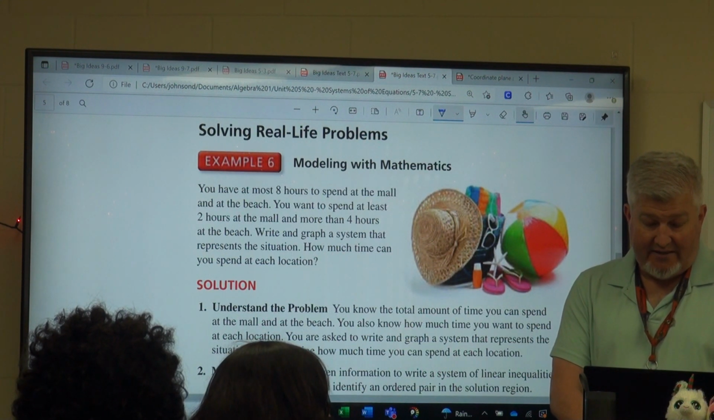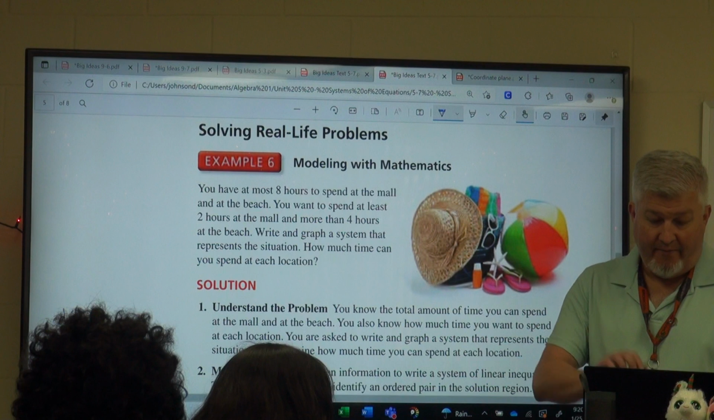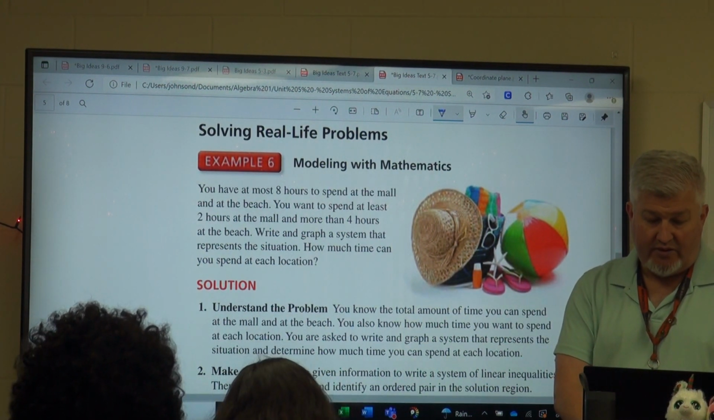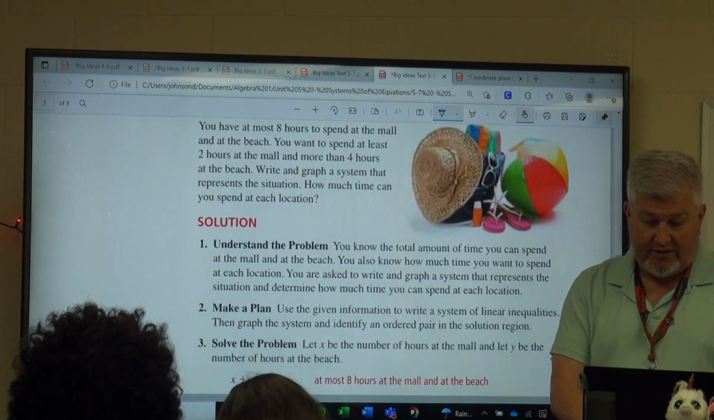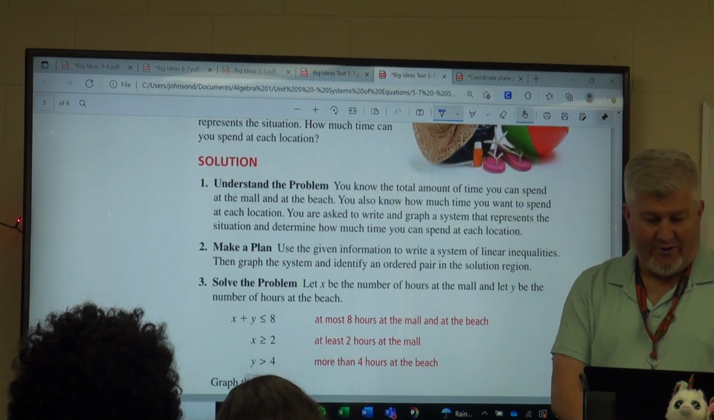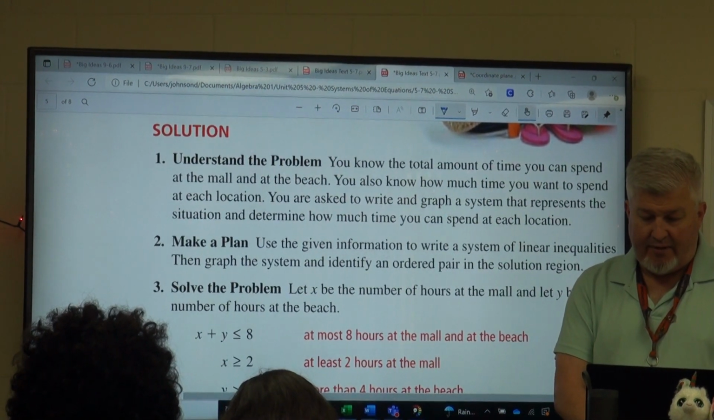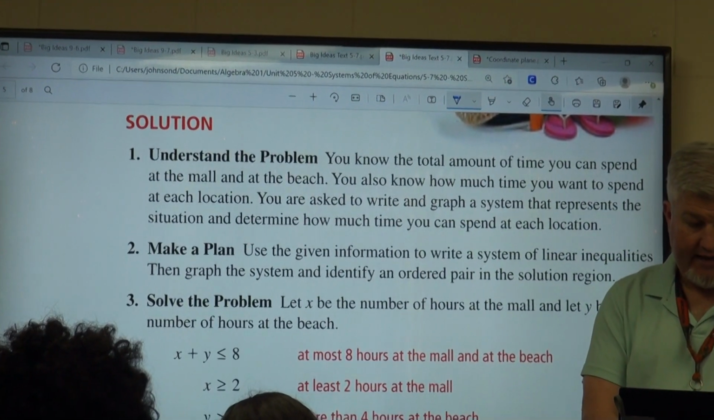Write and graph a system that represents the situation. All right, you have at most 8 hours to spend at the mall and at the beach. You want to spend at least 2 hours at the mall and 4 hours at the beach. That's how long the drive is. There you go. Understand the problem. You know the total amount of time you can spend at the two and the minimum time you're going to spend at the other. So make a plan.